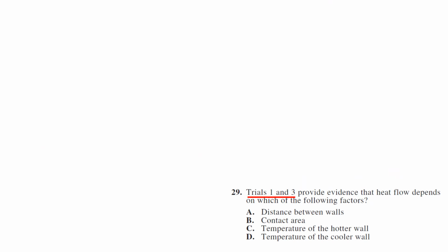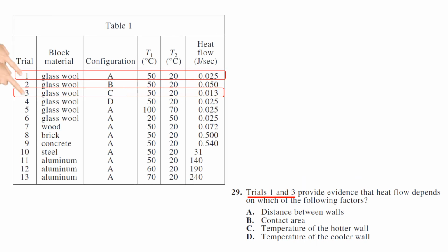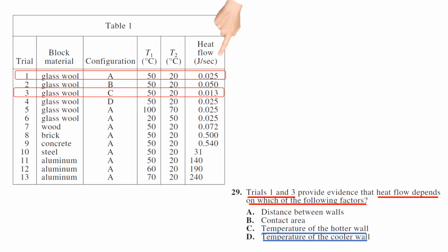Number 29, trials 1 and 3. So we're just looking at those two trials. Provides evidence that heat flow depends upon which of the following factors. So if we look at our answer choices, we see temperature as a choice, but the temperatures are the same. So that can't be what's affecting heat flow. The temperature in wall 1 versus wall 2 are the same, so C and D are both out.